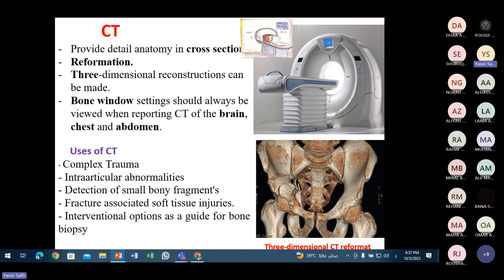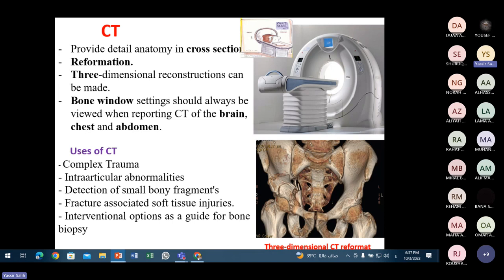But CT is a very important technique for assessment of trauma in case of the spine and intra-articular abnormalities. Even a simple fusion, or an intra-articular fracture, can be easily detected, and any bony fragment within the joint can also be assessed well by CT compared to the other techniques.